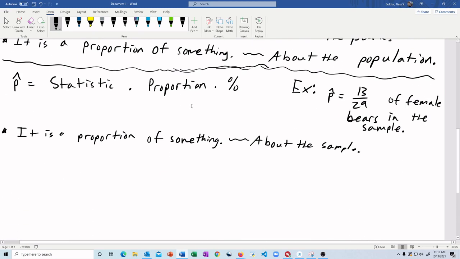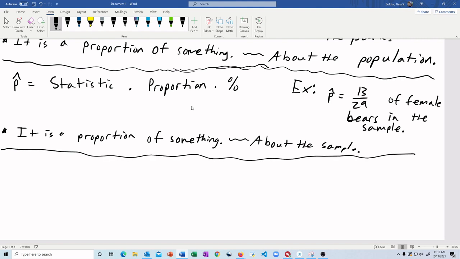Mu is next. Let's give ourselves a little space here. We've got mu. What is this? Again, it's a parameter. More specifically, though, it's going to be a mean. And sometimes we'll use the word average. So if you write down mu, you should be talking about a mean or an average. All right? Example.